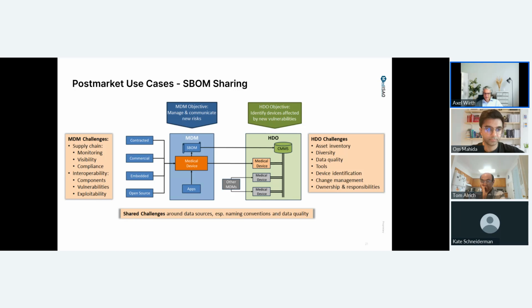And then, of course, there are shared challenges around data sources, especially naming conventions and data quality. There are many problems with our ability to identify the right software components in an SBOM, name them correctly, and make sure that we can find them on our devices, because the naming conventions unfortunately leave room for flexibility and ambiguity.